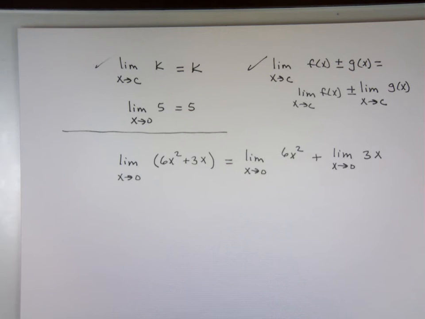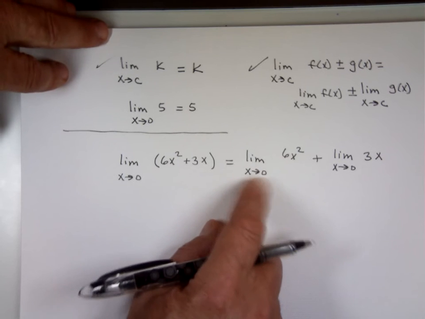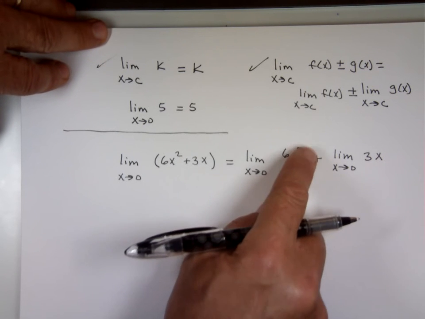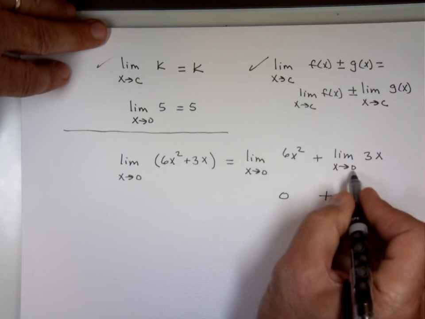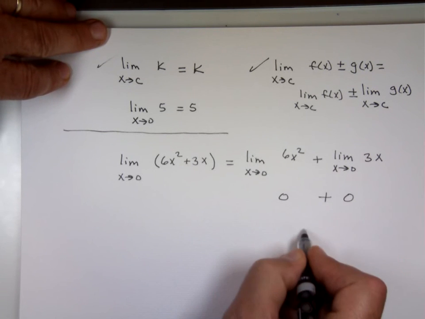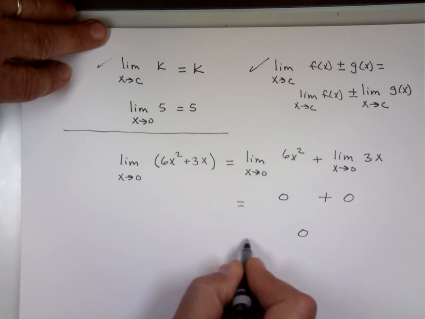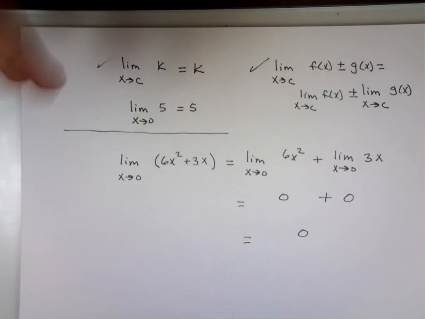Break it down to two problems. And now you go, okay, when x is 0, what's 0 squared? 0 times 6, that's a 0. What's the answer to this? 0. What's 0 plus 0? 0. If you do it as one problem, the answer is also 0. It doesn't change.